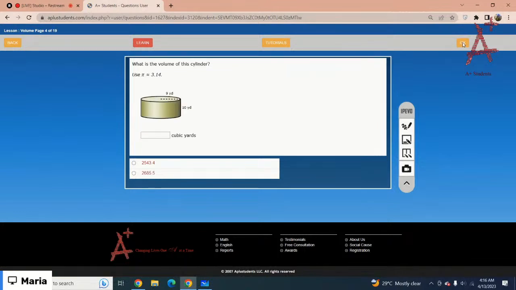Okay, what is the volume of the cylinder? It is V equals pi r square h. So which is the correct option? Just do the calculations and let me know the answer.